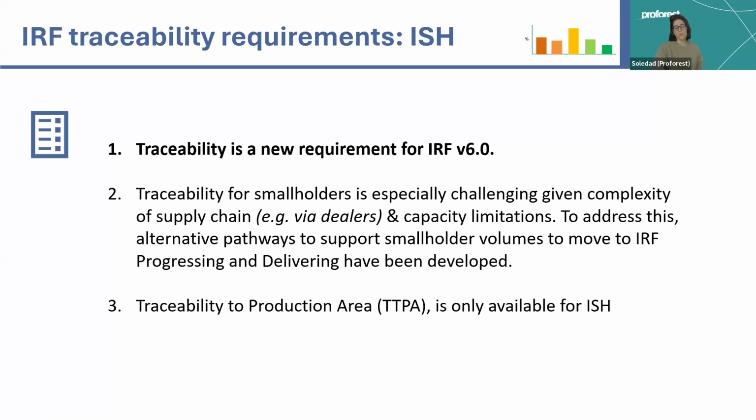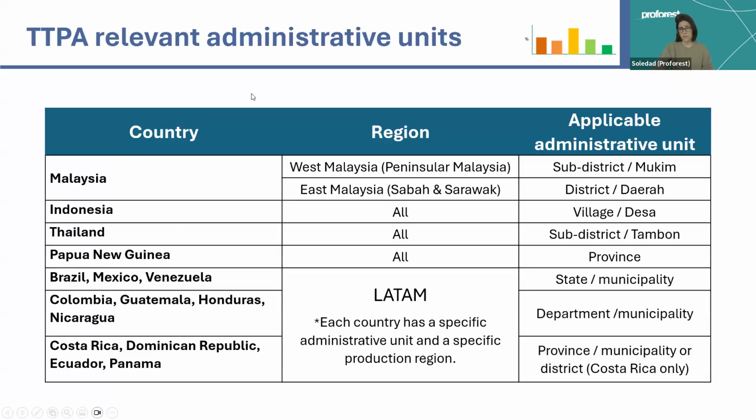So for independent smallholders, traceability to production area is also allowed, not only traceability to plot, which is what is allowed for the directly managed areas and independent plantations. So what that means is that for independent smallholders, there's a series of administrative units. It will depend on the country. And by having this traceability to these areas, the IRF will acknowledge these efforts and allocate the volumes accordingly.